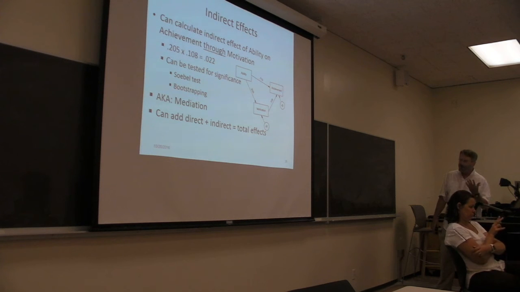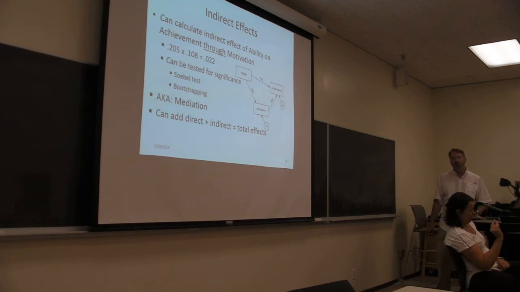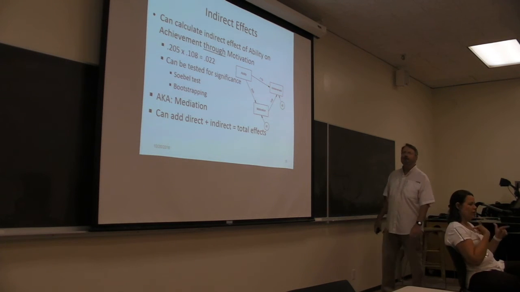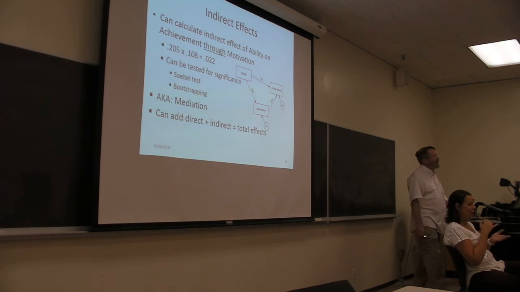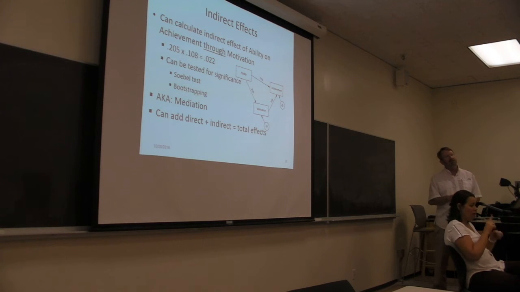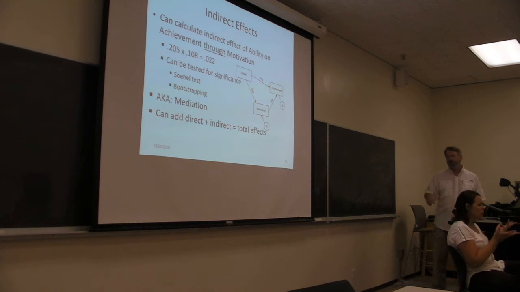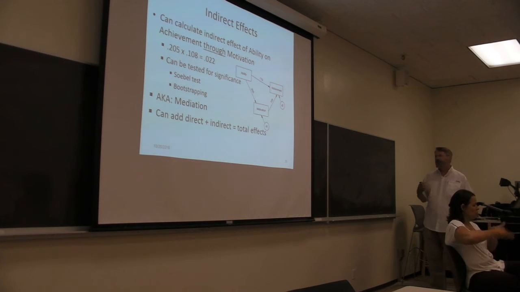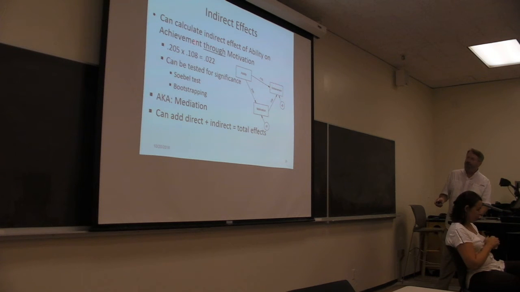If that were larger, I mean that's pretty small, but if it were larger, we would then be able to make statements like, okay, so how does ability affect achievement? Well, maybe it affects achievement via motivation. Maybe kids who are smarter are more motivated, and that higher level of motivation also results in higher achievement. In this case, it's pretty small, so there's very little indirect effect.